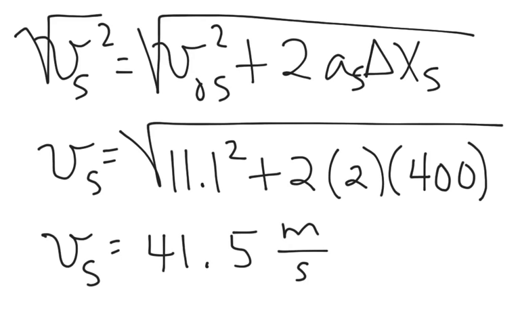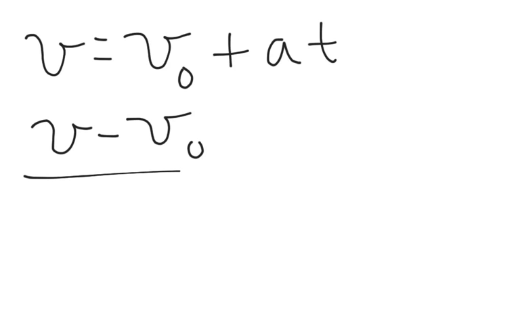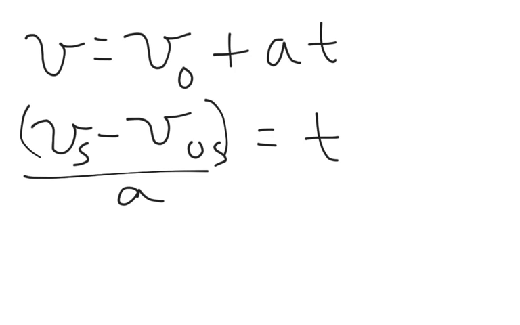Okay, now we're going to use that value in another equation. The equation that I would like to use will be v is equal to v sub naught plus at. Now, I can find the time here by just doing a little bit of algebra. So v minus v sub naught divided by a is going to give me the t. And this is all for Superman.